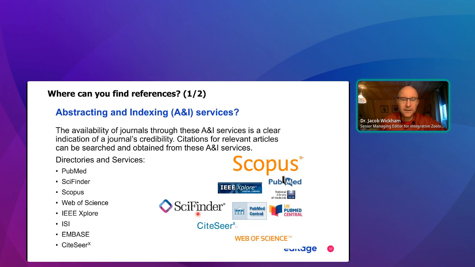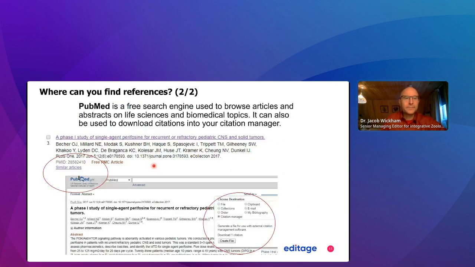SciFinder is really good for chemistry and pharmaceutical papers. But basically, any of these directories can help you find articles with their abstracting and indexing services. So I'll go to the free one. So PubMed, this is a free search engine used to browse articles, mostly in the life sciences and biomedical topics.